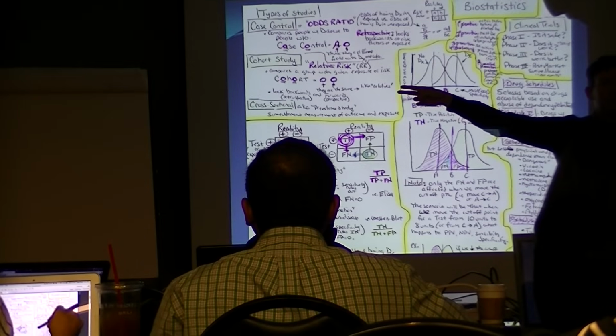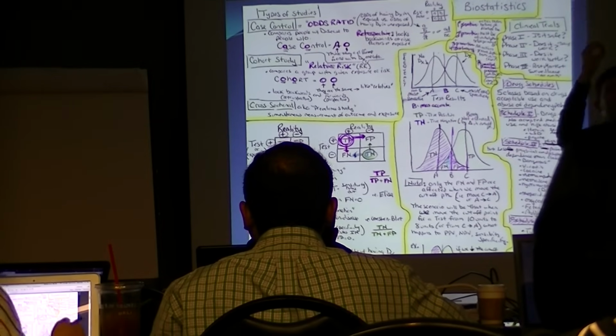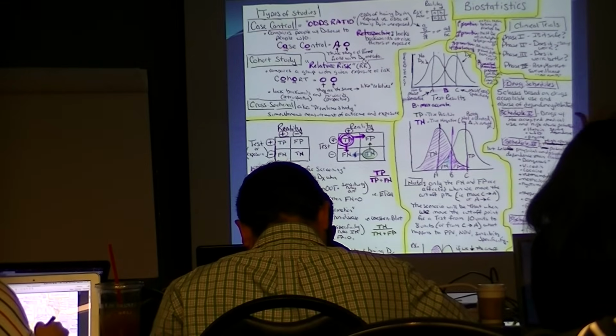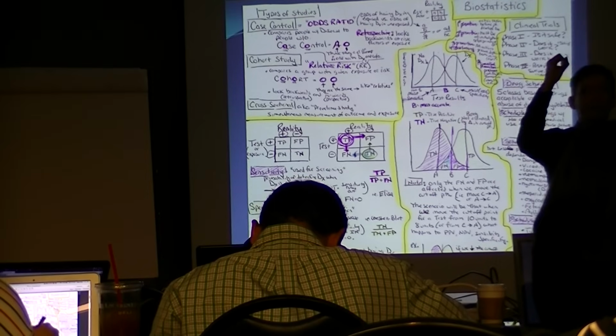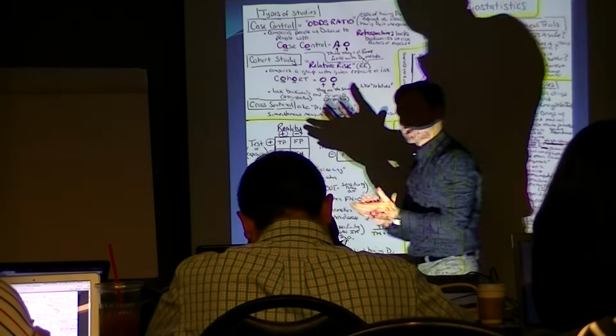It's retrospective and prospective. Now cohort, they look the same, like relatives. Relatives, they kind of look the same. Relative risk. Cohort, relative risk. You got to know that.